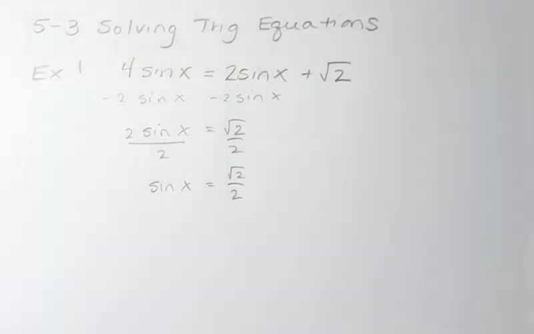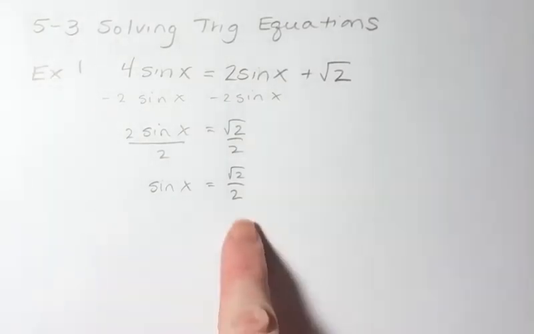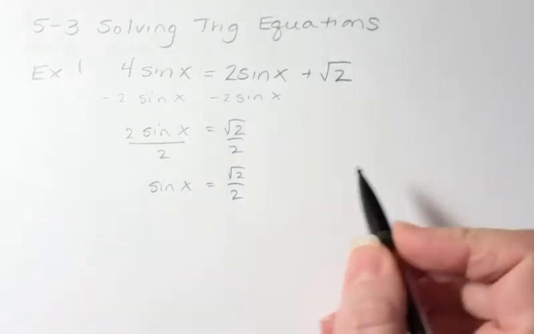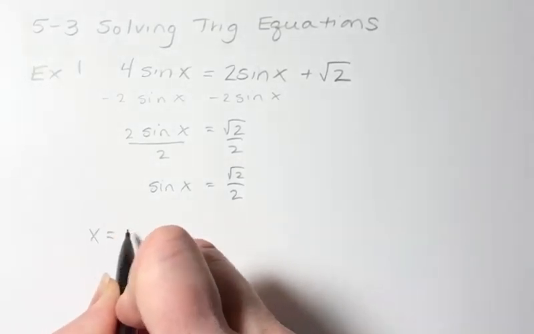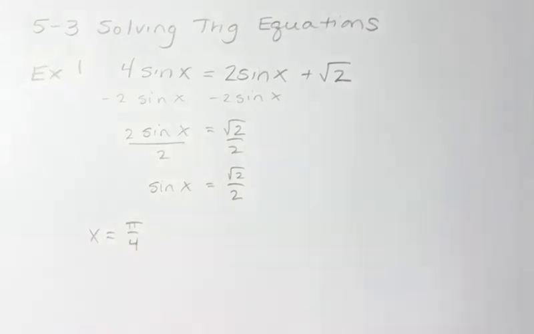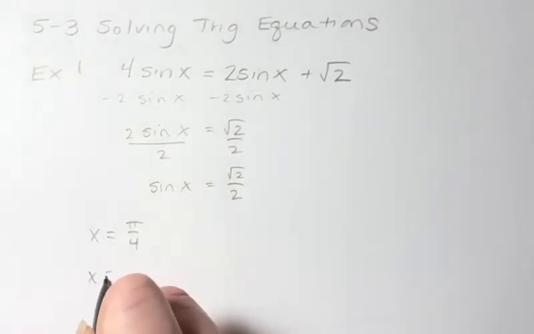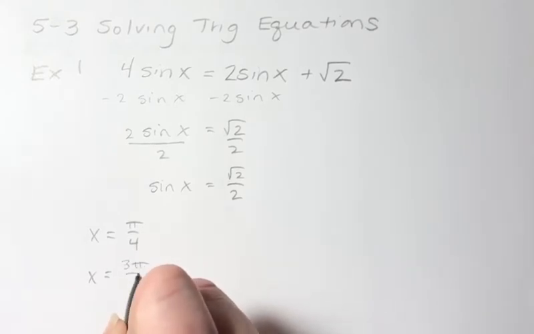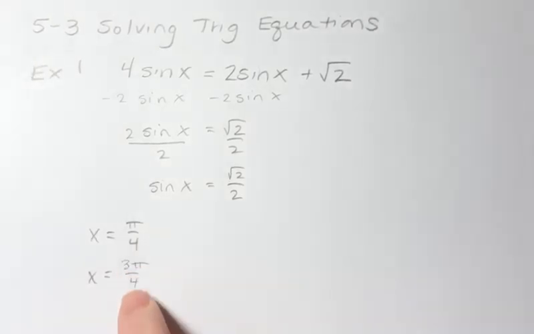Now this goes back to chapter 4, where you need to know where does the sine equal the square root of 2 over 2. Well, the sine equals the square root of 2 over 2 at pi fourths. And it also equals the square root of 2 over 2 at 3 pi fourths. So we have quadrant 1 and quadrant 2 are the 2 places where sine is positive.